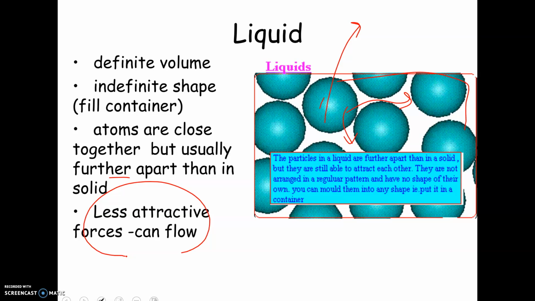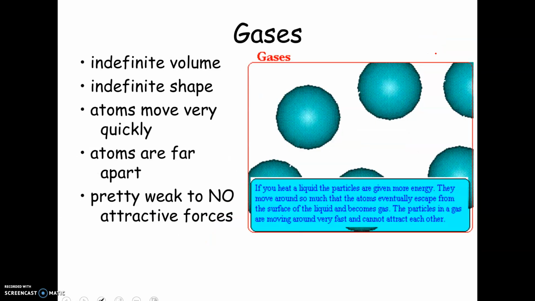Now, if I boil this away and turn it into a gas, interestingly, these now are getting more and more energy and they're flowing past each other faster. And eventually, they can get enough energy where they escape the surface. And that is now going to become a gas. So gases have an indefinite volume, meaning if I don't close it up in a container, it'll just spread out. The molecules will just get further and further apart. And of course, they have an indefinite shape.